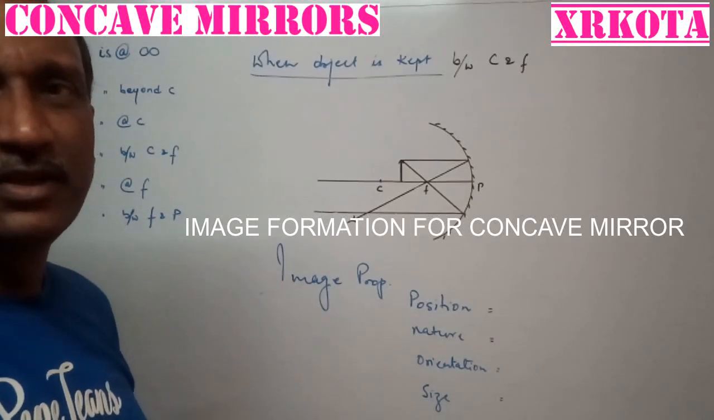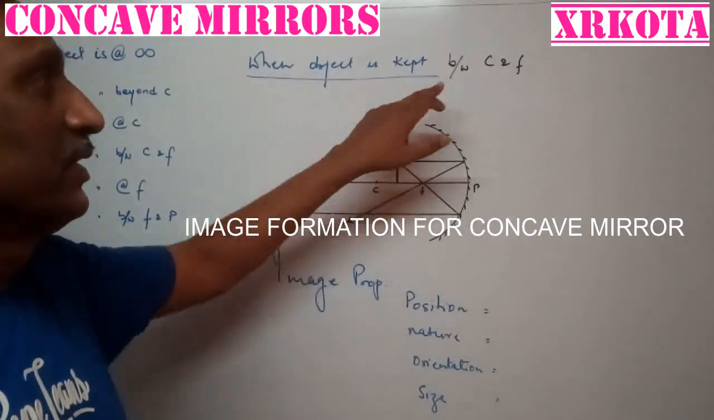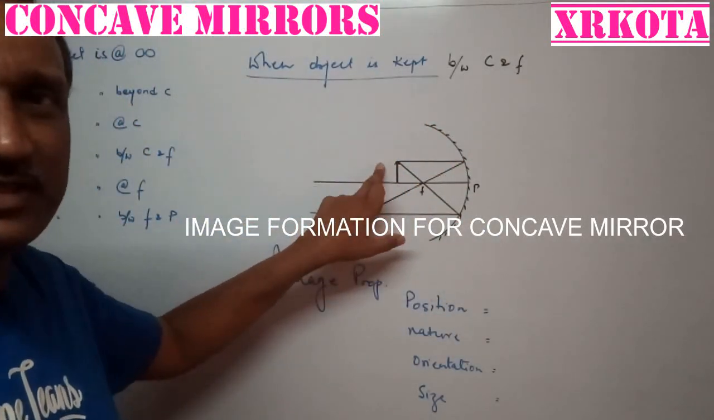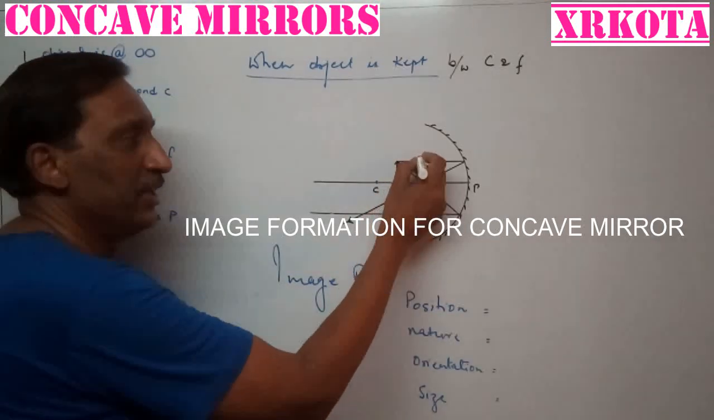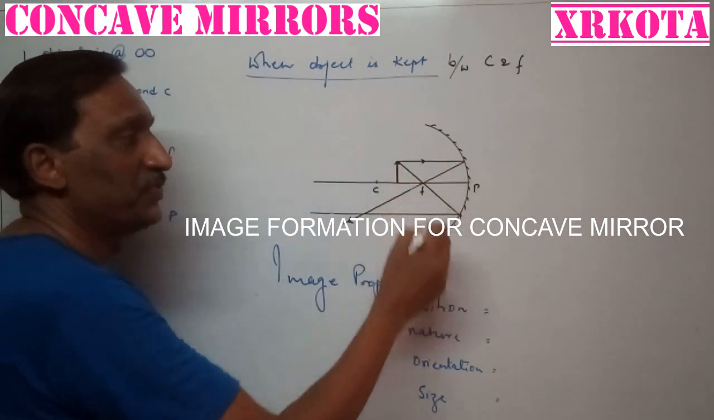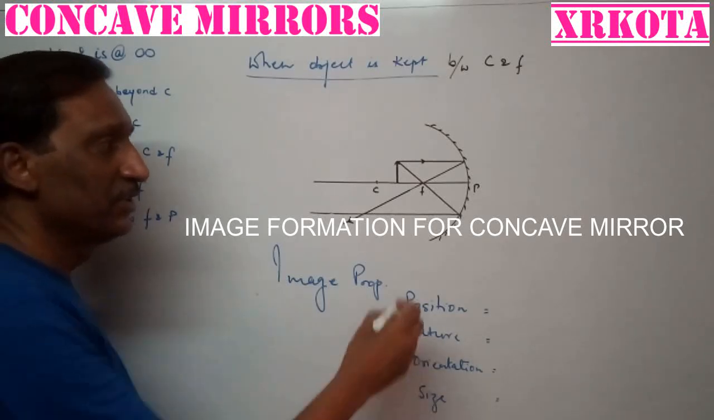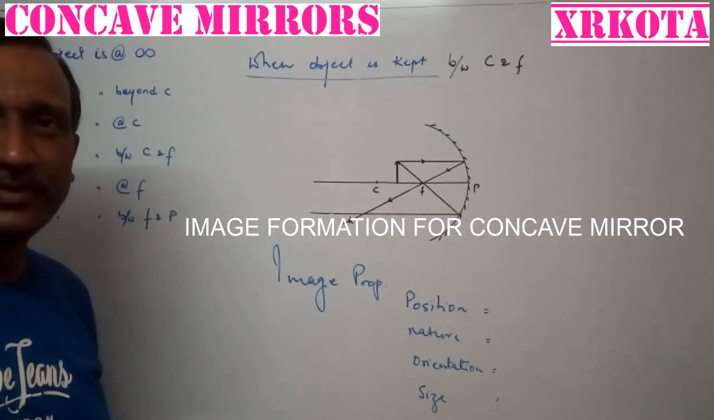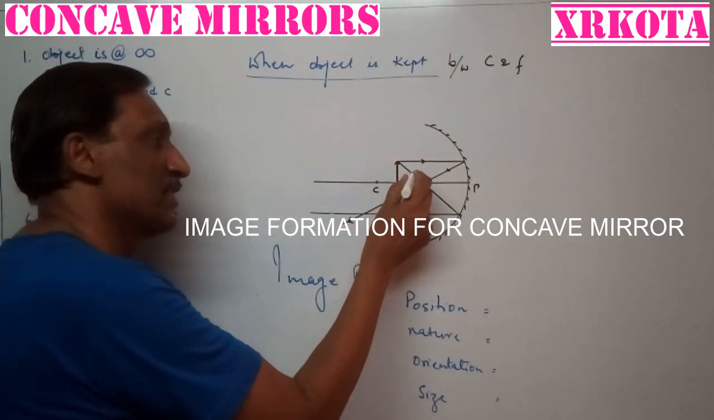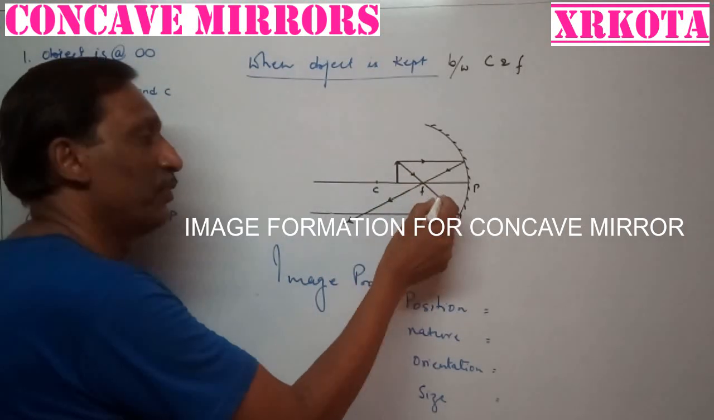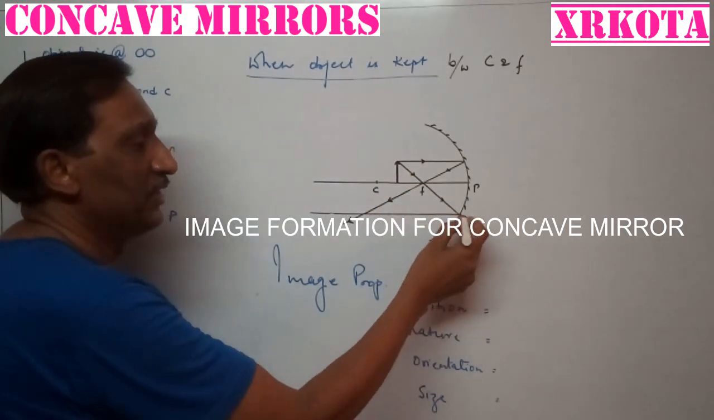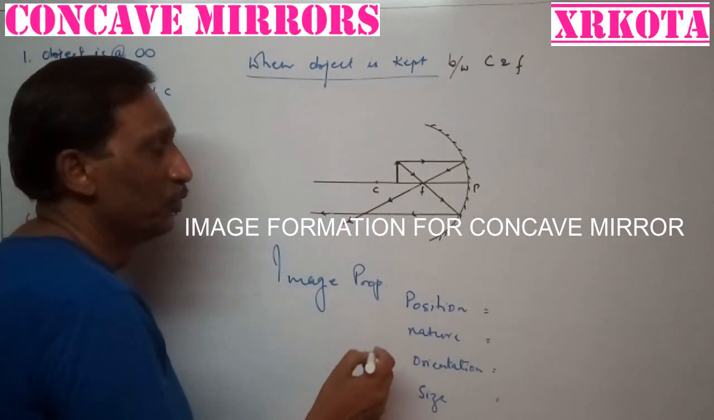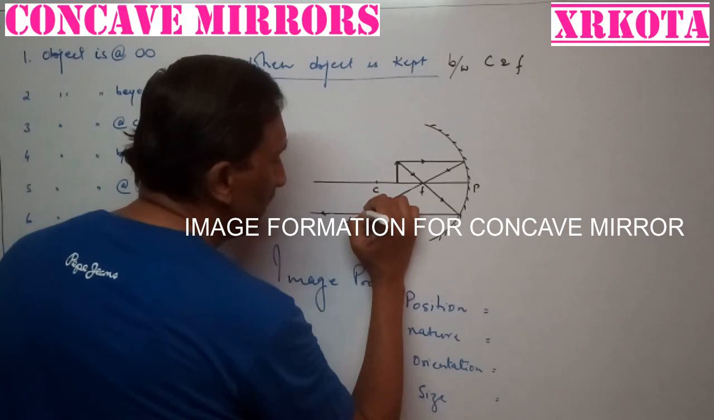Next is when the object is kept between C and F. The object is between C and F. So a ray which is running parallel to the principal axis, from its tip, after reflection will pass from F. Here it is passing from F. The second property says a ray which is passing from F after reflection runs parallel to the principal axis, and wherever these two intersect, the image is formed.